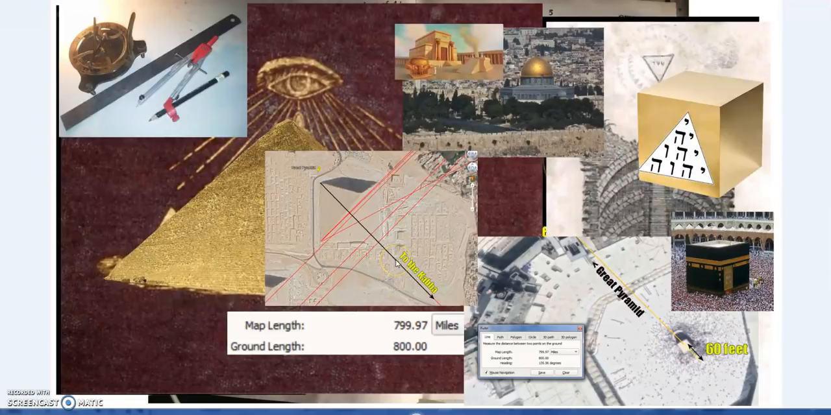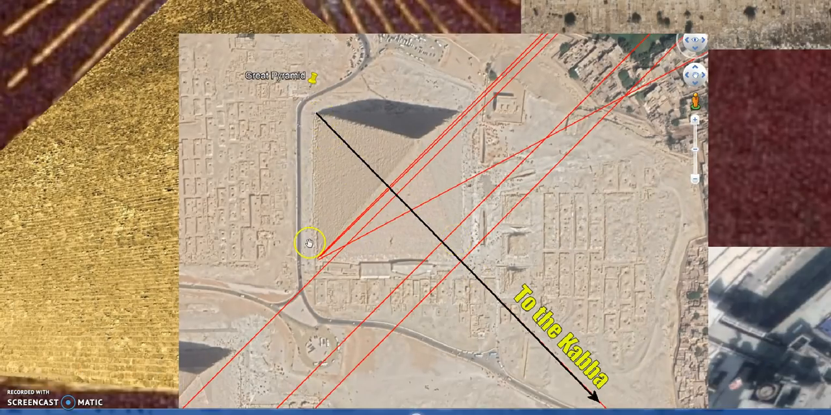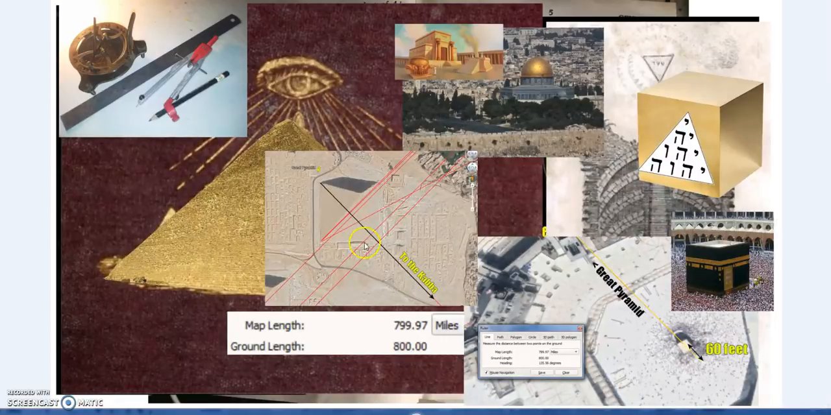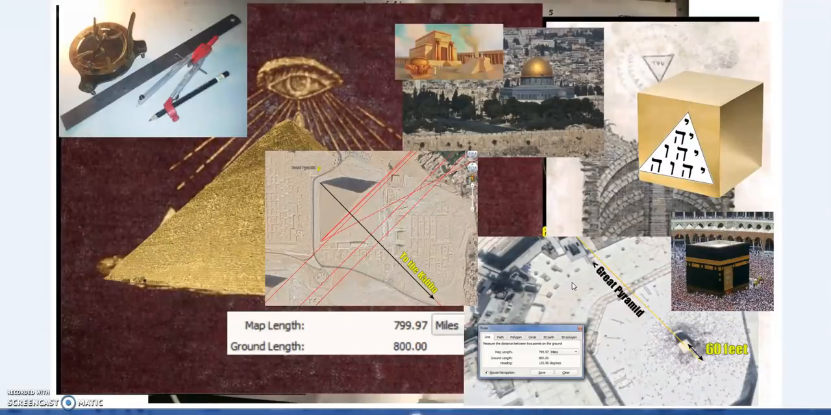I pointed out in an earlier episode, thanks to Sharif for leading me to this. So if you go to the Great Pyramid and you go from corner to corner, so from northwest through to southeast, and I'll get into that later because each corner has a very geometric, astronomical, metrological connection. And you go, well, to the Kaaba, 800 miles would pop you there. It's about 60 feet from the center of the Kaaba. Now, it depends on how accurate Google Earth is, but even by any scale to get that level of accuracy, well, that's interesting. We'll come to this. 800 miles ground length.